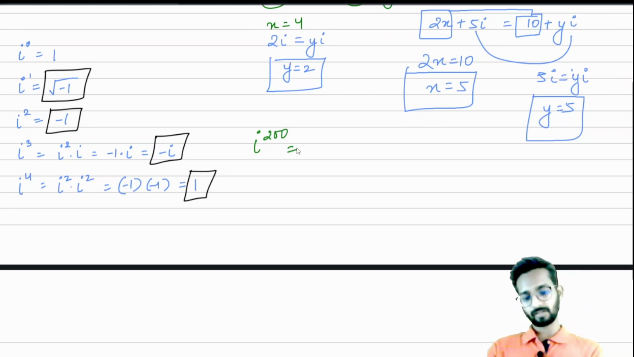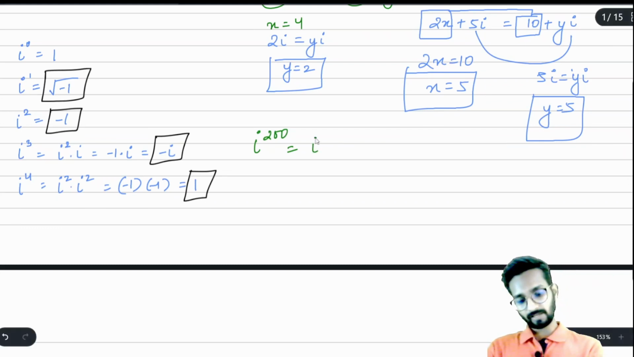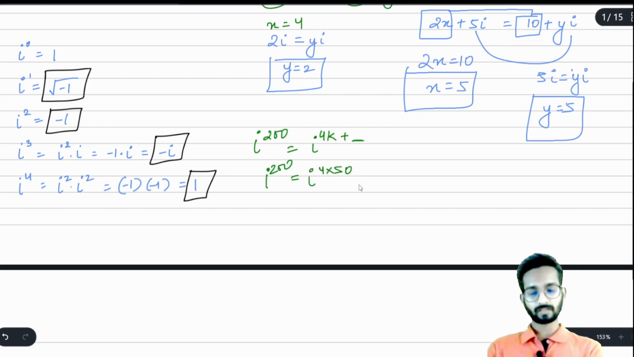See, I'll tell you a trick here. What is the trick? If the power is a multiple of 4, like i power 4 is 1, then whatever power is given, just convert that power into i power 4k plus something. How? If it is i power 200, I can say it will become i power 4 into 50. Very easy. 4 into 50 is nothing but 200, it means it is 1, because there is no remainder, no plus anything here, and we know that i power 4 means 1 only, and when 1 is raised to power 50, the answer will always be 1.